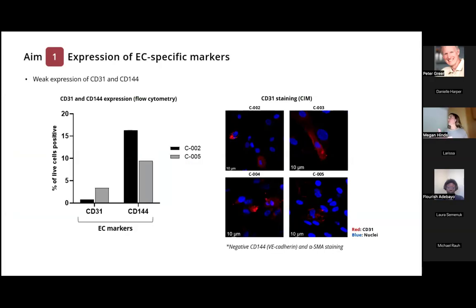Over to immunophenotyping, looking at the expression of EC-specific markers. On the left is data from flow cytometry, of two separate cells from two separate controls, looking at CD31 and CD144. On the right, we have confocal images of CD31 staining. There's obviously weak expression of both CD31 and CD144 in these cells, which are commonly used endothelial cell markers. We also, just to note, had negative staining for CD144 and alpha smooth muscle actin in these cells as well.